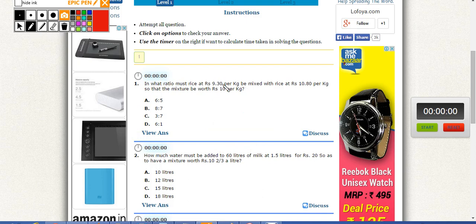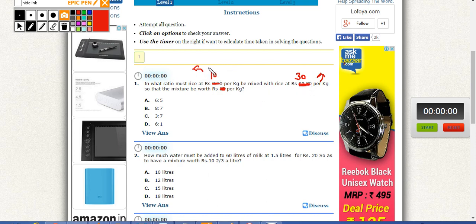Okay, let me just go back to the data that I took previously. Let me say that I have 10 rupees rice, and there is basmati rice. This is an ordinary variety of rice, and this is basmati rice. This costs 30 rupees per kg.